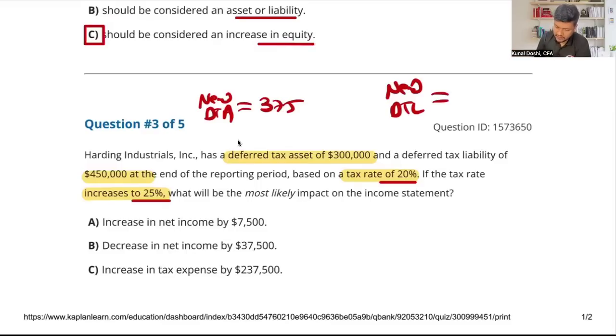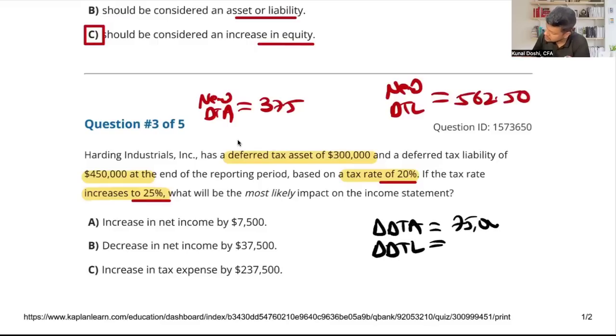Into 25 divided by 20, I'll get 562.5. Correct? What is the change? The change in DTA and the change in DTL: DTA has changed by 75,000 and DTL by 112,500. So an increase in DTA will decrease my income tax expense, but an increase in DTL will increase my income tax expense. So what is the net effect?